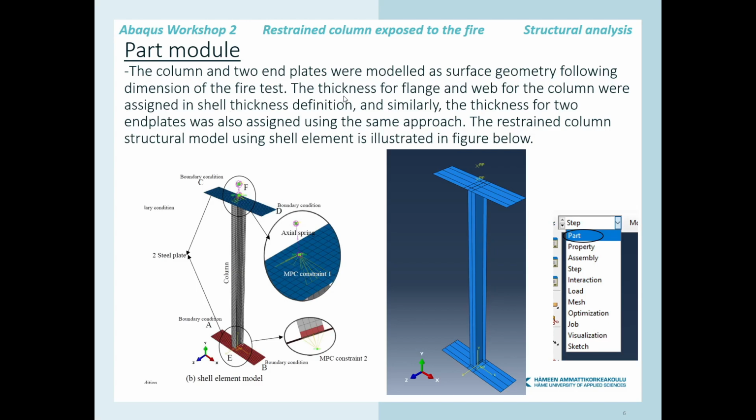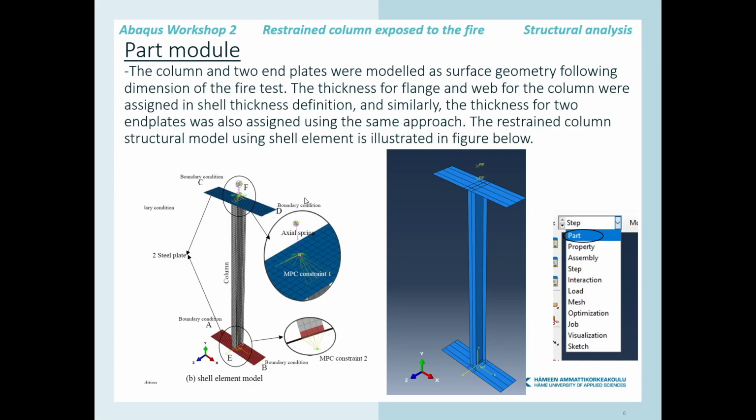from the fire test. The thickness for the flange and web of the column were assigned in shell thickness definitions, and similarly the thickness of the top plate was also assigned using the same approach. Now the restrained column structural model using shell elements is shown here in this figure, and our target is to model the structure in this way.